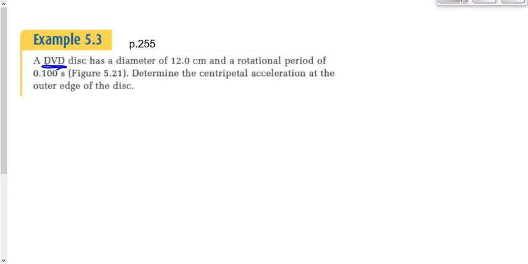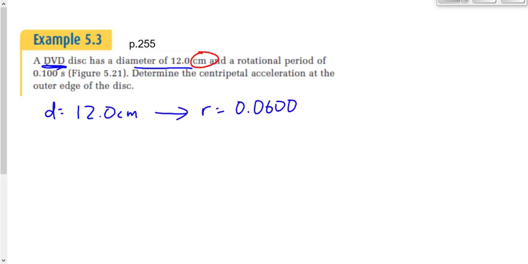A DVD, same as a Blu-ray, has a diameter of 12 centimeters and a rotational period of 0.100 seconds. We want to find the acceleration at the outer edge of this disc. So we're going to say the diameter is 12.0 centimeters. We want to convert that to what? We don't want diameter. We want the radius, right? So the radius is going to be half of that, 6 centimeters, or I might as well convert that to meters right now, 0.0600 meters.